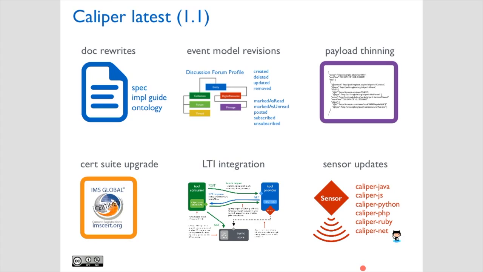We're hoping that at the quarterly meeting in early November, we arrive with a draft 1.1 spec and at least a number of the sensors updated to 1.1, as well as a certification suite ready to go, and then hopefully we'll get the 1.1 spec to the public before the end of the year.